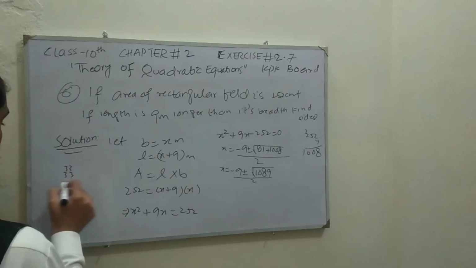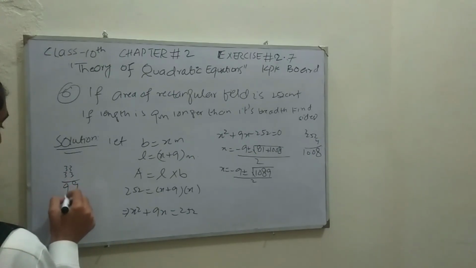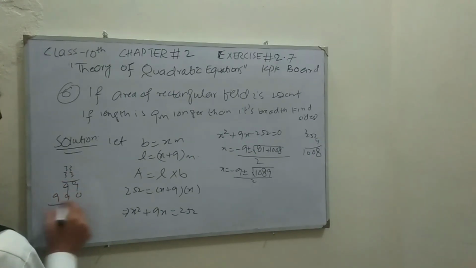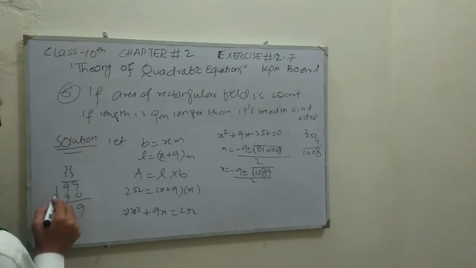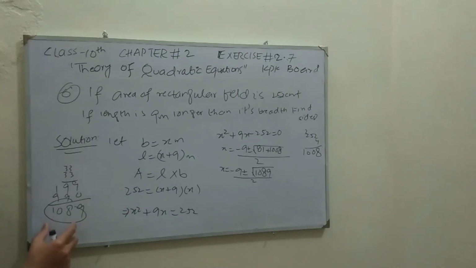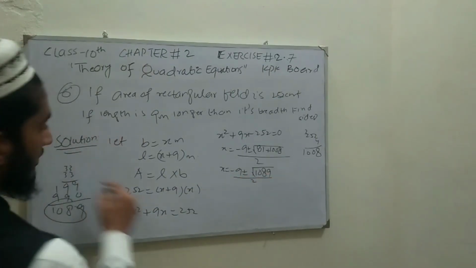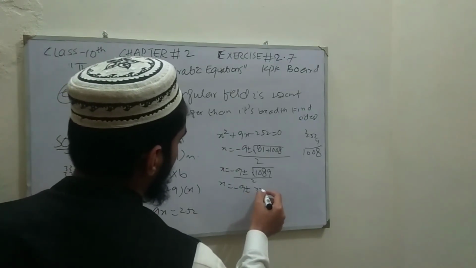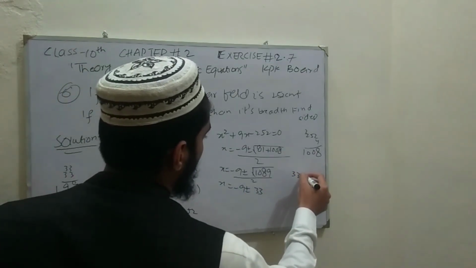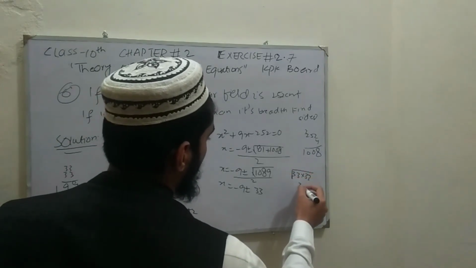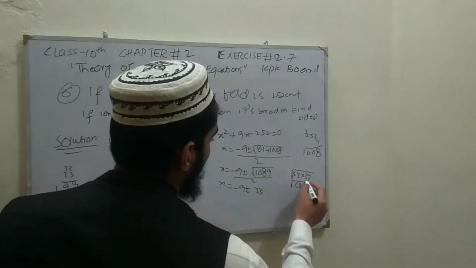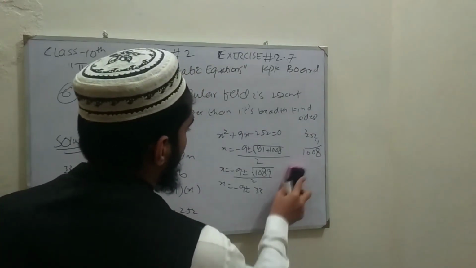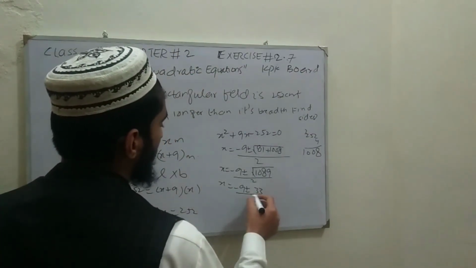Let's check 33. 33 multiplied by 33: 3 multiplied by 3 gives us 9, and so on, giving us 1089. So if you multiply 33 with 33, it gives us 1089. So the perfect square is 33. So the value of x will be equal to minus 9 plus minus 33, because the square root of 33 whole square, the square cancels out with the square root, so we are just left with 33 divided by 2.